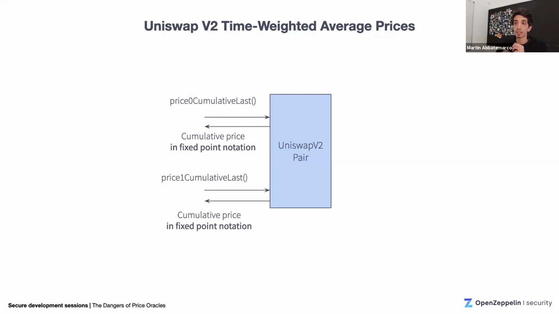Something to note is that the cumulative price is in fixed point notation. So the price that you will receive, you will need to do some math to actually change it to the units that you need. Again, there's more about it if you want to read in Uniswap's documentation.